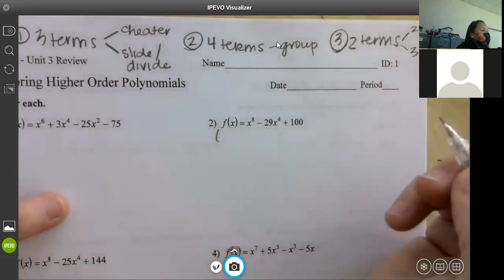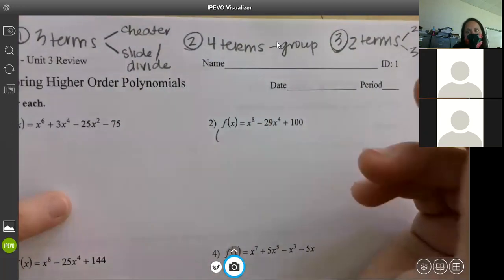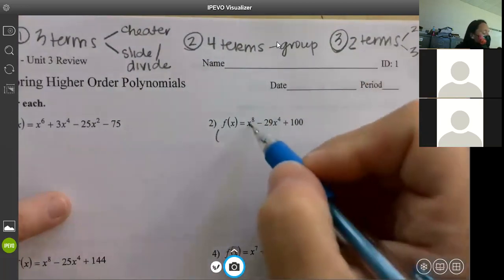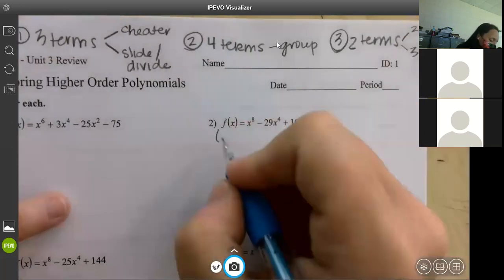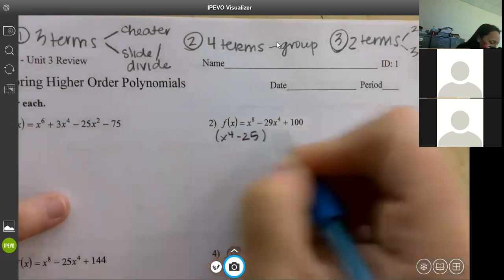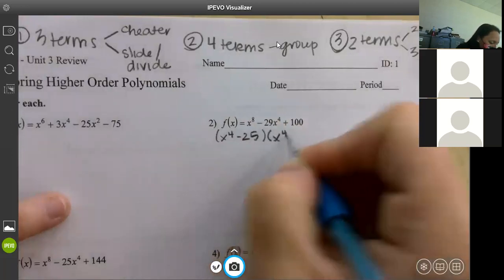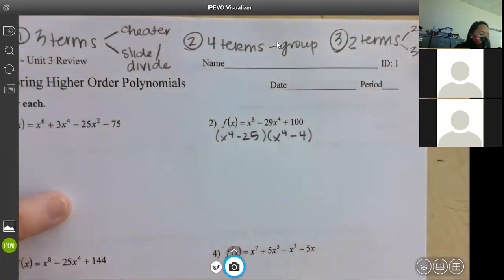Guys, it's not that hard. Factors of 100 that add to negative 29. Negative 25 and negative 4. Since I have x to the 8th, I'm going to split it in half for each factor. So it goes to x to the 4th minus 25, and x to the 4th minus 4.